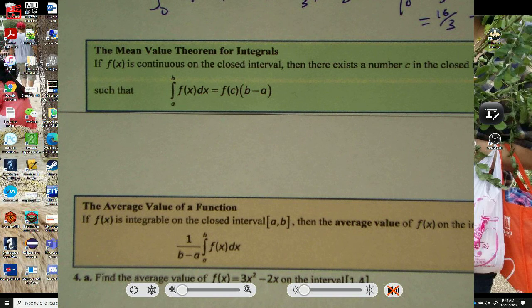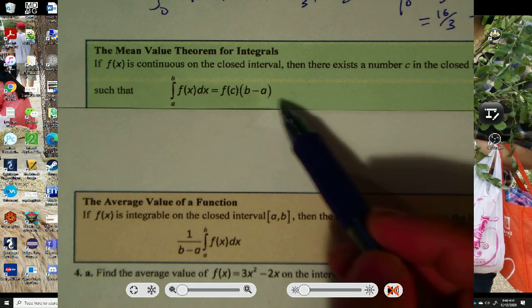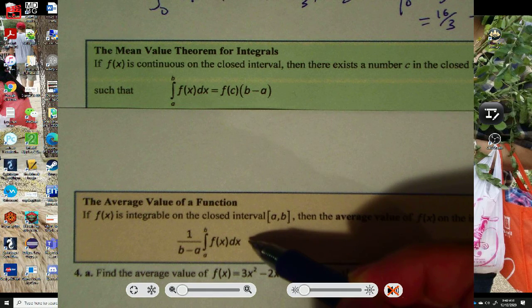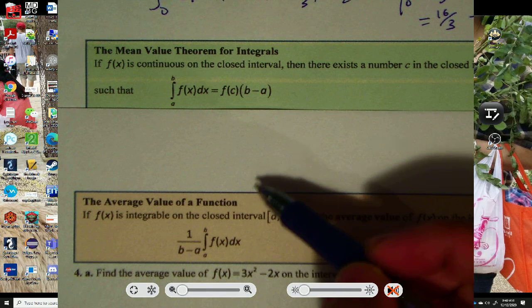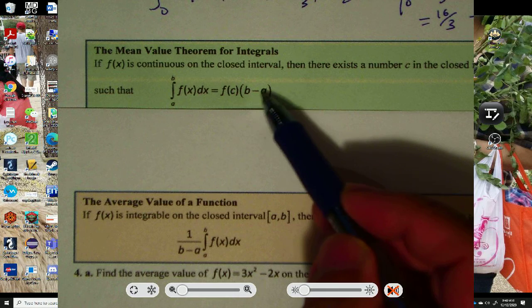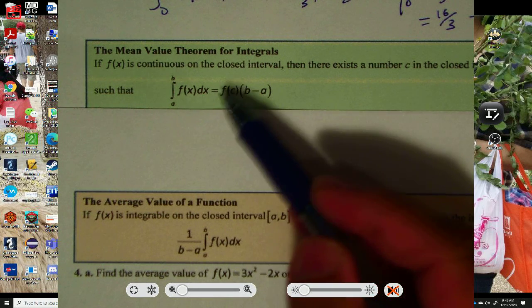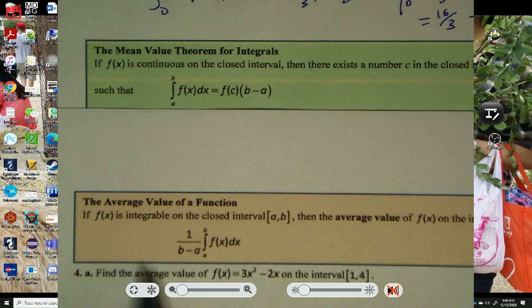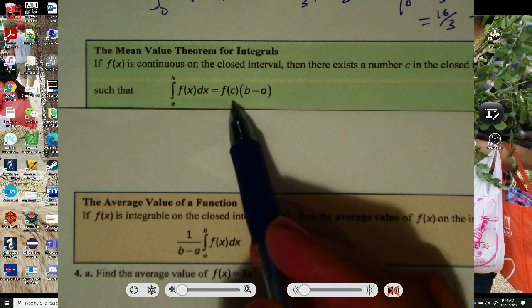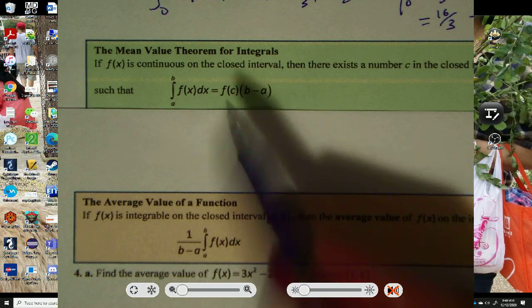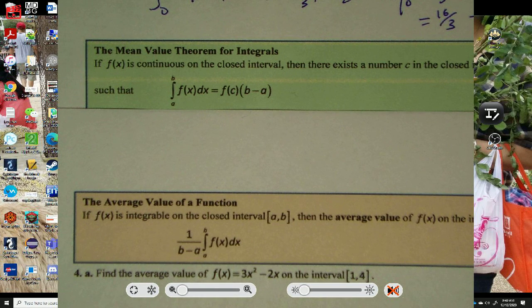Right, this is the average value of a function. So if you look at this over here and you look at this over here, they're related, right? So you've got this b minus a over here. If I divide both sides by b minus a, I get this expression, okay? And that is the average value. So they're saying there exists a y value that is the average value of that function, okay? That kind of makes sense.